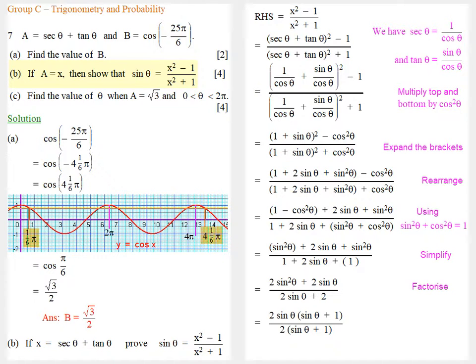Now the 2's cancel and the sine theta plus 1 cancels. So we're left with the right-hand side is equal to sine theta, which is equal to the left-hand side.